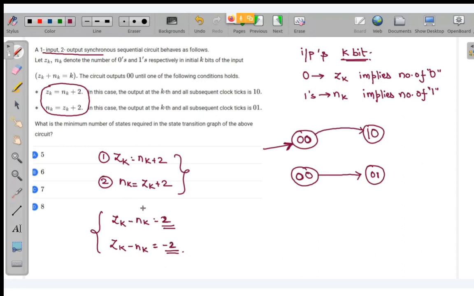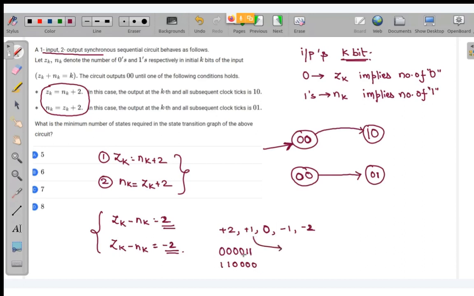Now the difference between the number of zeros and ones in the input bits can be plus 2, plus 1, 0, minus 1, or minus 2. Look how it can be. ZK is the number of zeros. Your input bits can be like 0, 0, 0, 0, 1, 1. Here ZK is 4 and NK is 2, so ZK minus NK is 2. Or it can be like 1, 1, 0, 0, 0. Your input can be like this also, and at that time you will have plus 2.